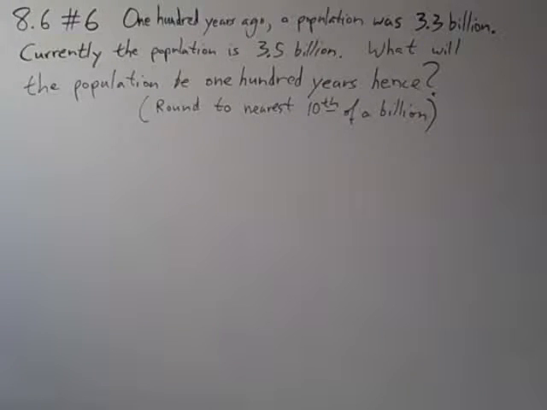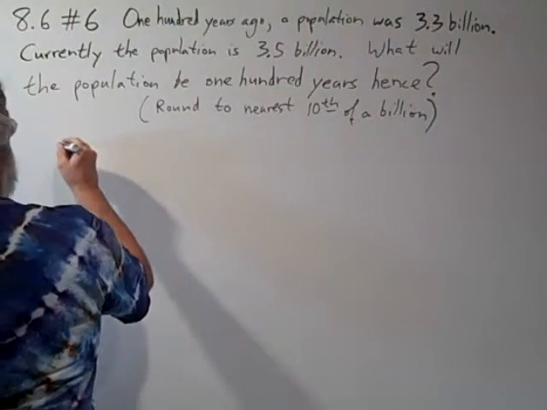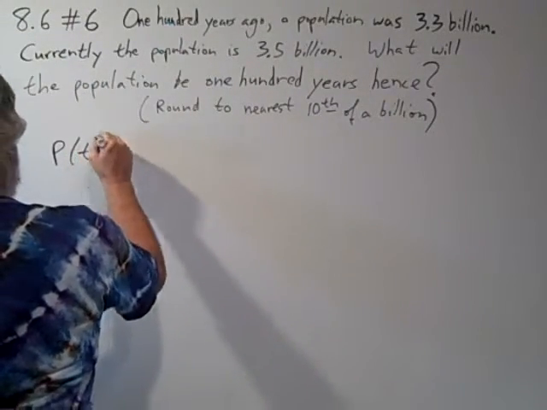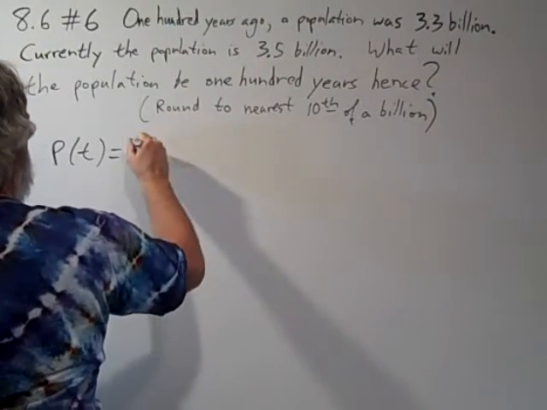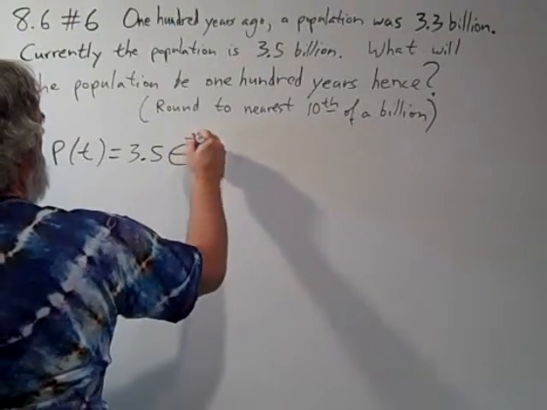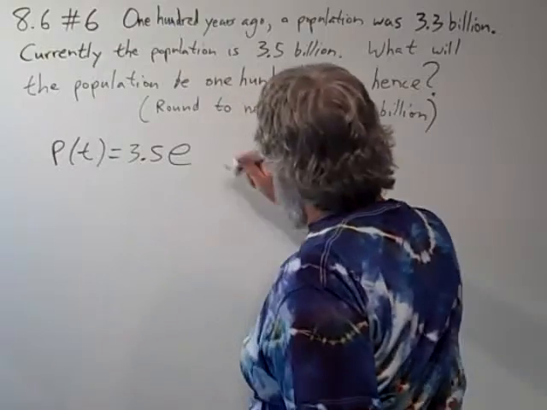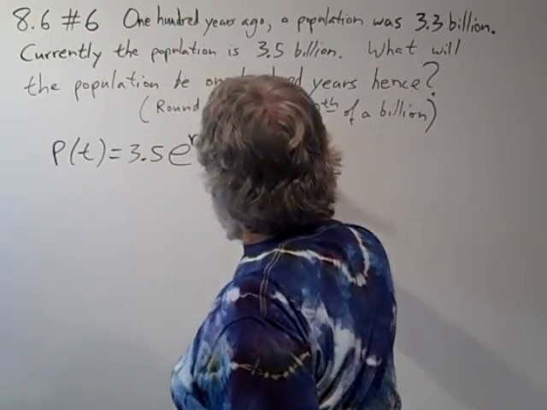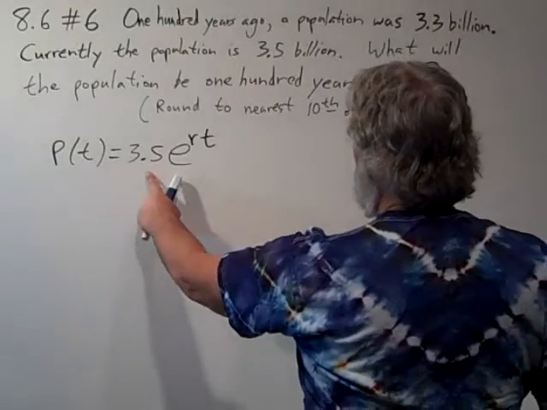100 years ago, a population was 3.3 billion. Well, you could then say that the population at time t is equal to the initial population, which is right now 3.5 billion, times e to the rt power. We don't know what the growth rate is. We'll need to solve for r, among other things here. But this describes in t years what the population is.